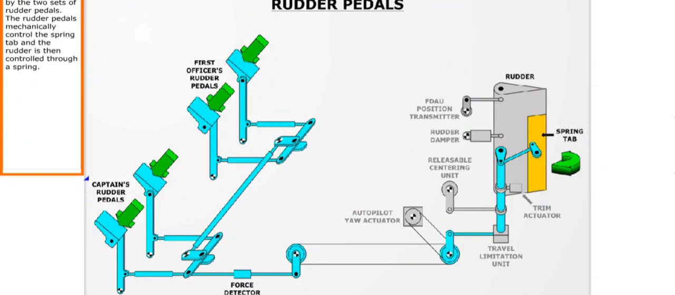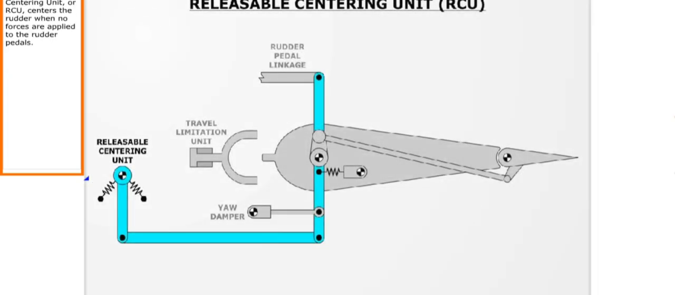Yaw is controlled by the 2 sets of rudder pedals. The rudder pedals mechanically control the spring tab and the rudder is then controlled through a spring. The releasable centering unit, or RCU, centers the rudder when no forces are applied to the rudder pedals.